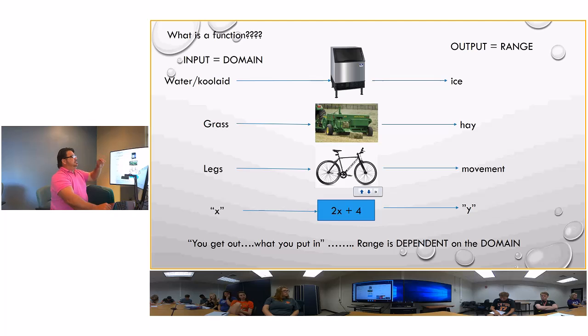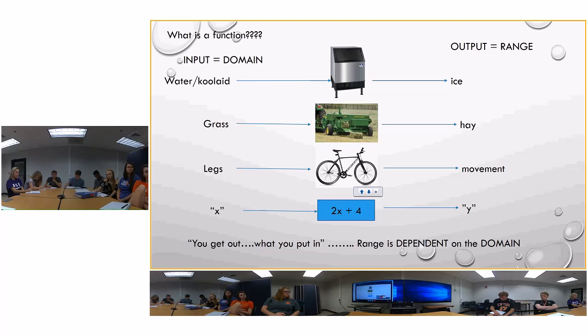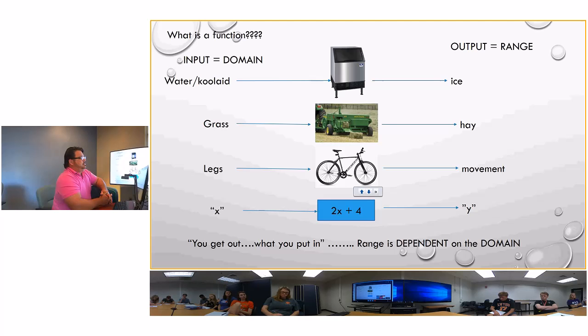What determines what? Does the domain determine the range, or does the range determine the domain? The domain determines the range. The Kool-Aid determines how much ice you have. The grass determines how much hay you have. How much power you put into the bicycle through your legs determines how much movement you get out of the bicycle. So the X determines the Y. That's what you need to get out of this.